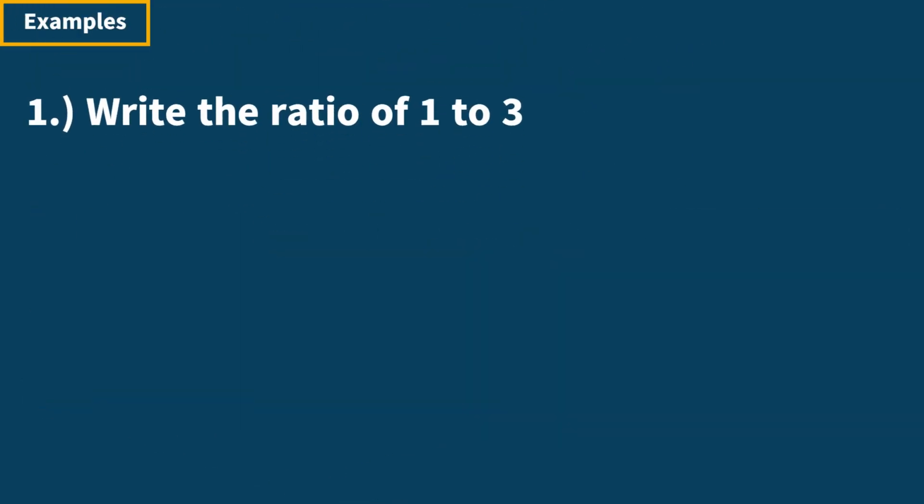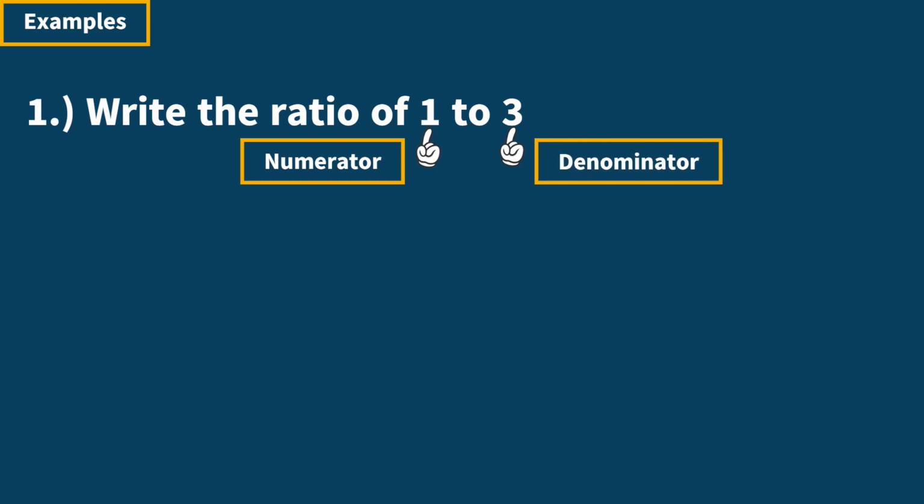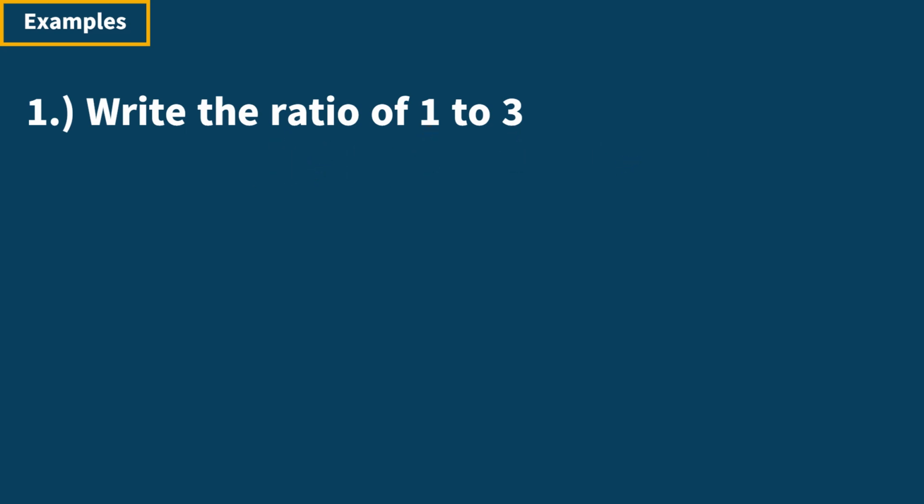Example number 1. Write the ratio of 1 to 3. When we see the word "to", that just means division. The first number, 1, will be the numerator, and the second number, 3, will be the denominator. Therefore, the ratio of 1 to 3 can be written as a fraction, 1 over 3. Since we can't simplify, this is our final answer.